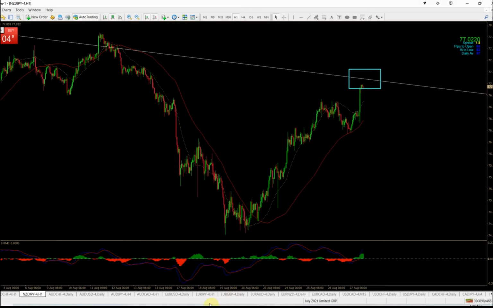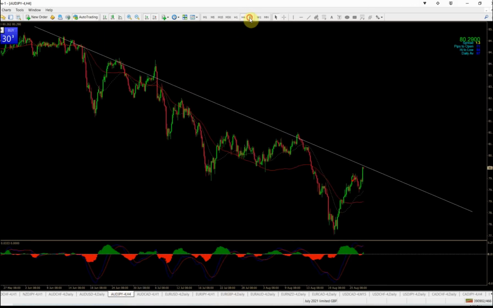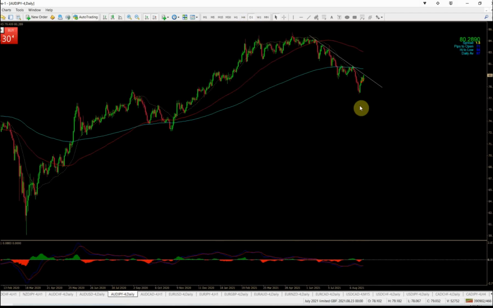So again, guys, you can just go through your charts and mark off these areas. The Aussie yen is the same way. You can see on the Aussie yen, even more than the Kiwi, we are sitting right at this daily trend line. Again, I want to get rid of this blue one. We're sitting right at here.